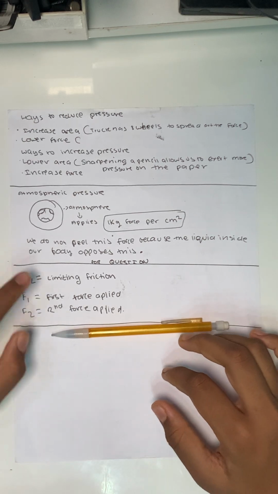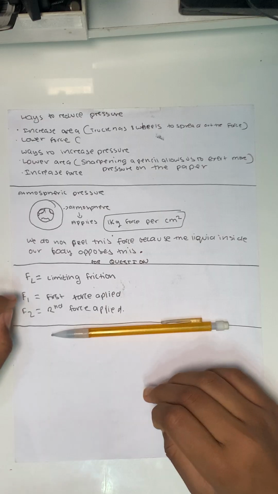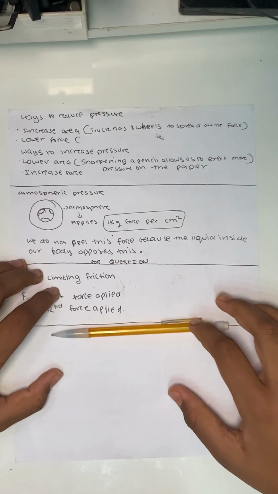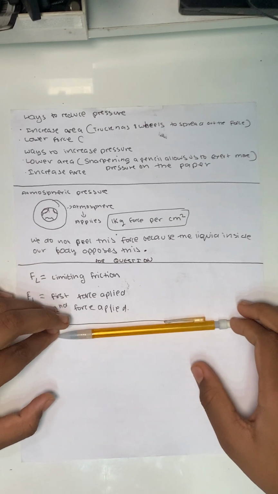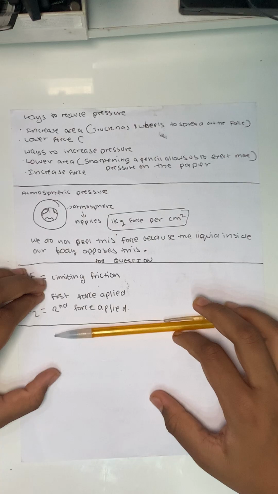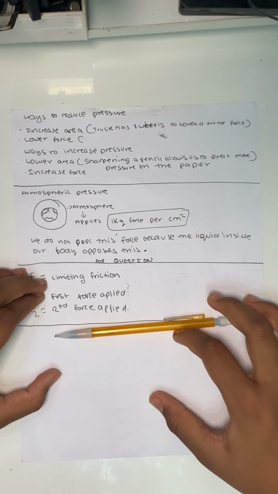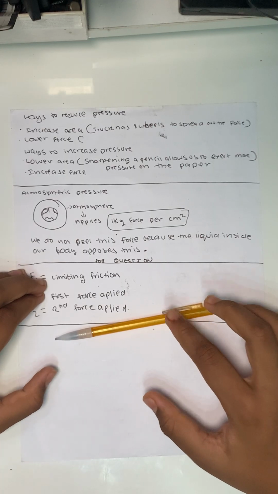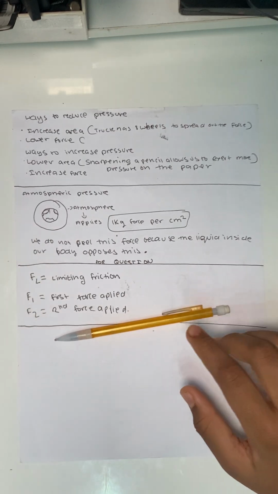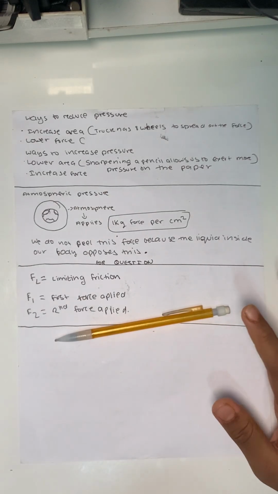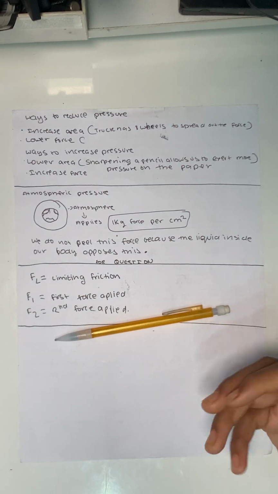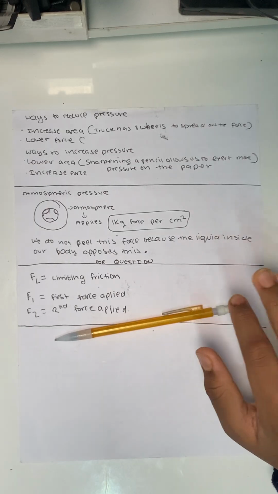The symbol for limiting friction is FL. So you will write the limiting friction for this box will be 10 newtons, because limiting friction is the point at which the object moves. Let's say I'm applying force and the pencil is not moving, but if I apply a little more force, then the pencil will move. That means the limiting friction of this is the second force that I applied, in this case 0.3 newtons.